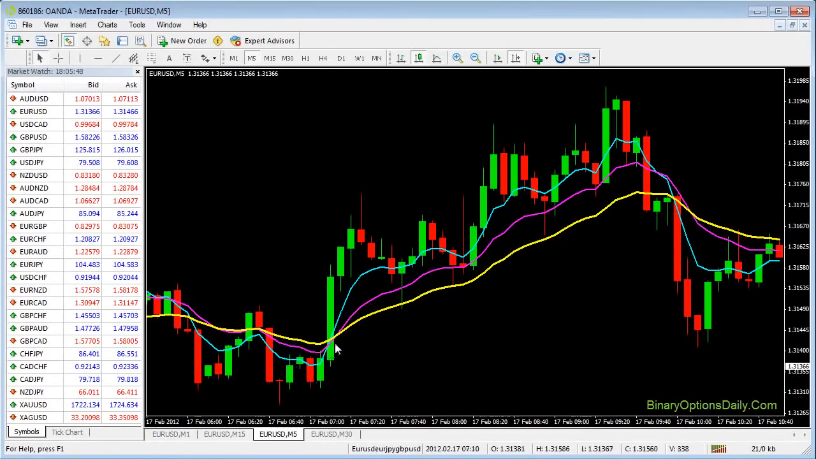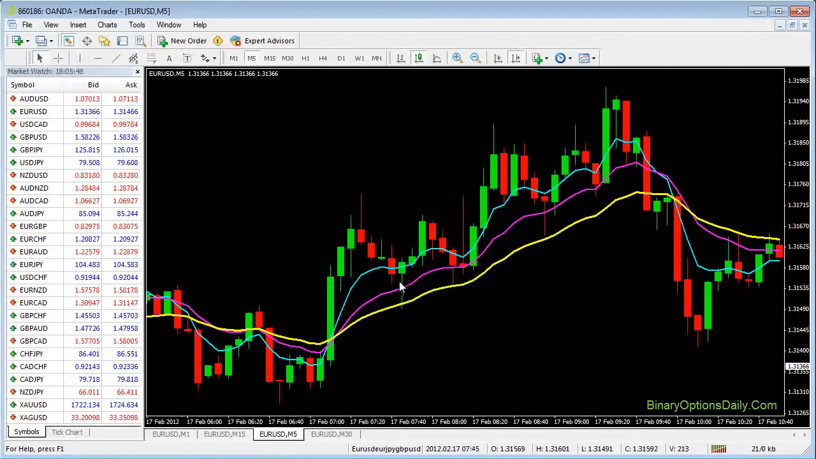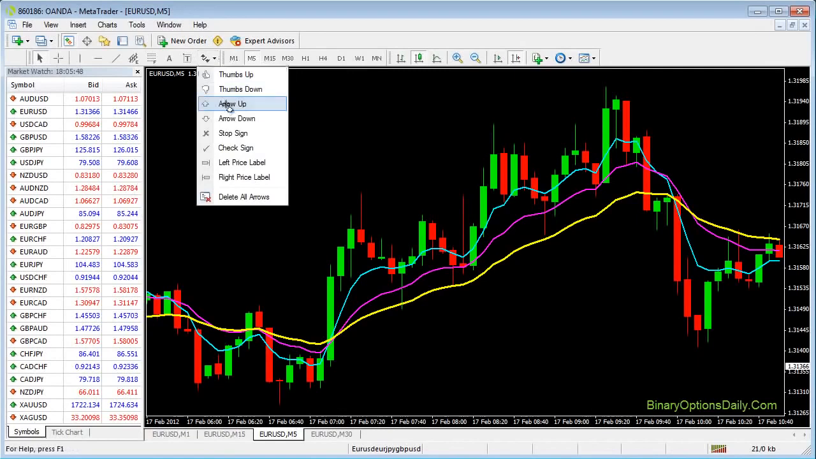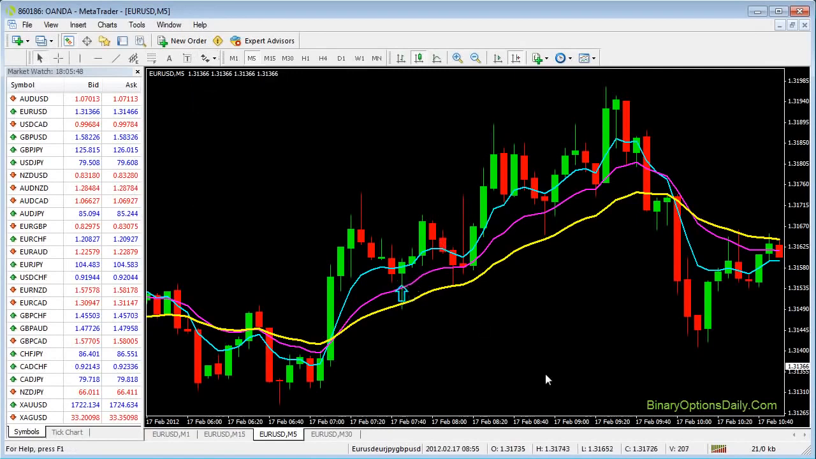As you can see right here, as soon as they both crossed the 26-period moving average, what I'm looking for to be able to take an entry with binary options is to wait for the price to retrace back down, also known as a pullback, to around the 14-period moving average. I'm going to add an arrow right here just so you can see what I'm talking about. Make that a little bit lower.